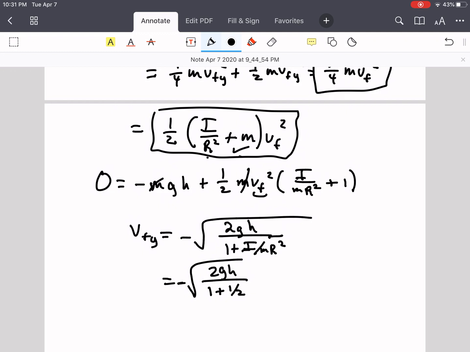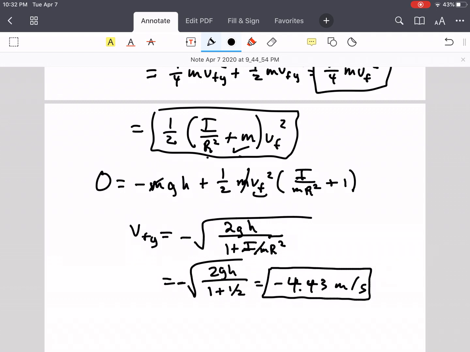And now we go ahead and plug in some numbers, and it turns out the answer is it's moving downward at a speed of 4.43 meters per second. So the velocity is negative 4.43 meters per second in the y direction. All right, so pretty straightforward once you use conservation of energy.